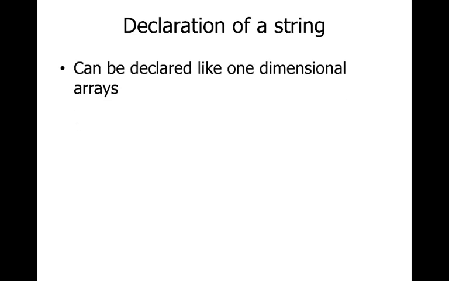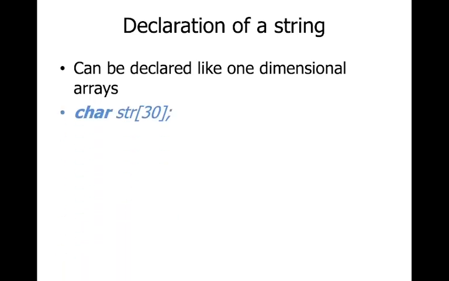So how to declare a string? We'll see how to declare a string, then you will understand what this \0 is. Basically it is a one-dimensional array. How to declare strings: strings can be declared like one-dimensional arrays themselves.